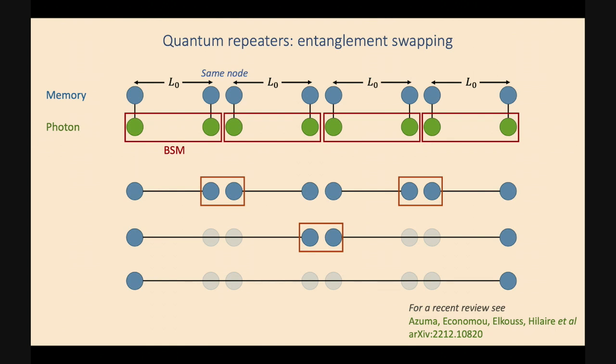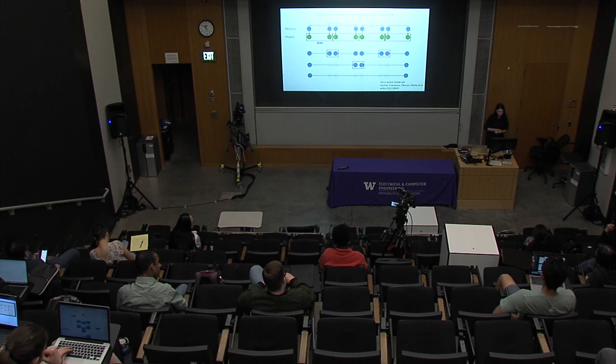So there's issues with this process being probabilistic, the memories not being perfect. You can do more tricks, like you can multiplex at the nodes. You can do some error correction. I'm not going to go into too much of that detail, but a lot of it is discussed in this review.